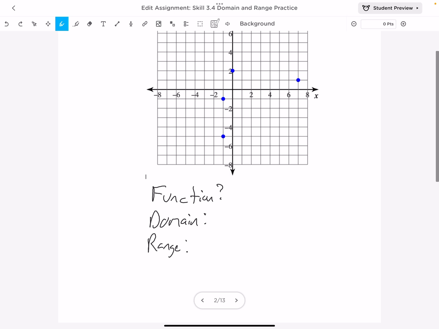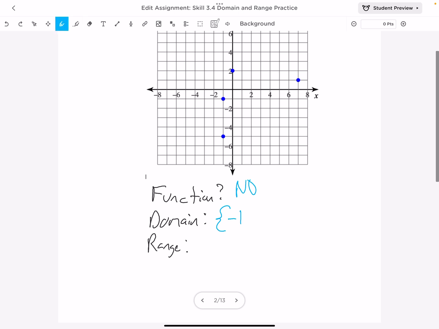Now, in this case, two dots are right on top of each other. These two right here, they share the same x value of -1. Therefore, it is not a function. Now the domain, remember, we use a brace, which is just a squiggly line like this, and it's the x values. Now, even though there are two dots at -1, we just list -1 one time. We don't put it twice. So -1 counts for those two dots right there.